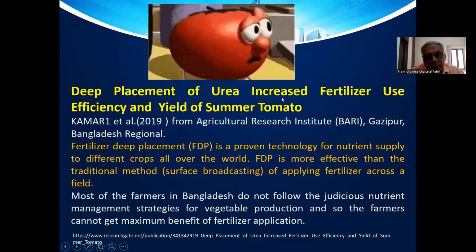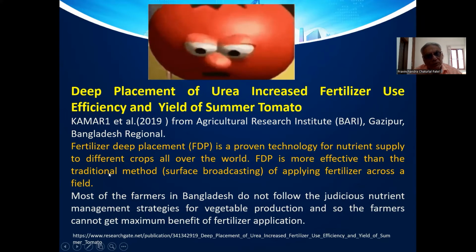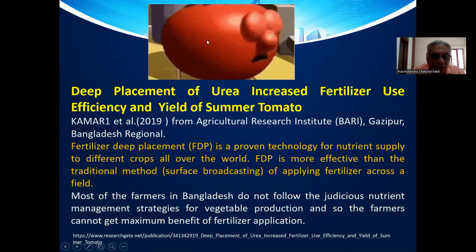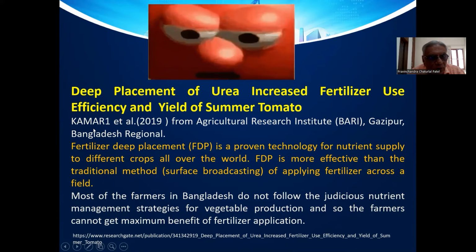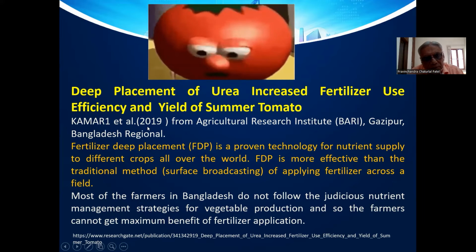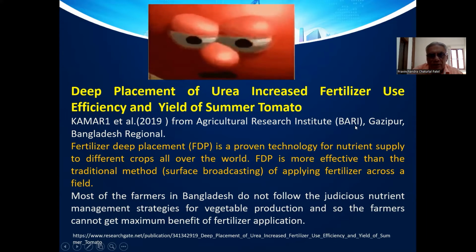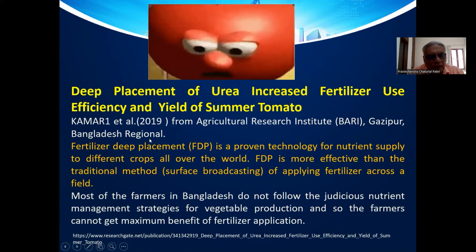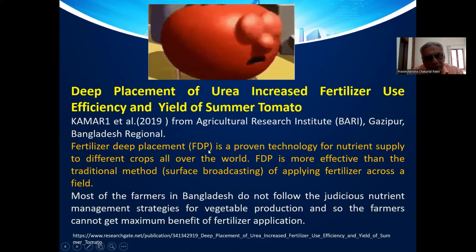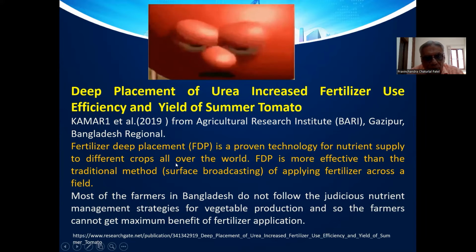Then, deep placement of urea increases fertilizer use efficiency and yield of summer tomato. So you can see here the GI of tomato. Kumari et al. and co-workers, 2019, from Agriculture Research Institute, Hajipur, Bangladesh: regional fertilizer deep placement is a proven technology for nutrient supply to different crops all over the world.